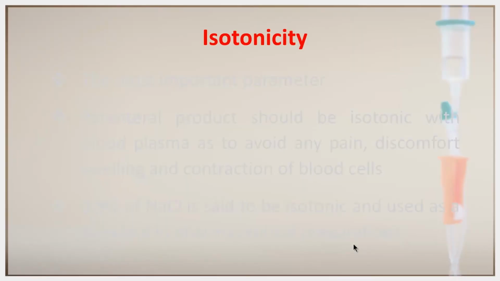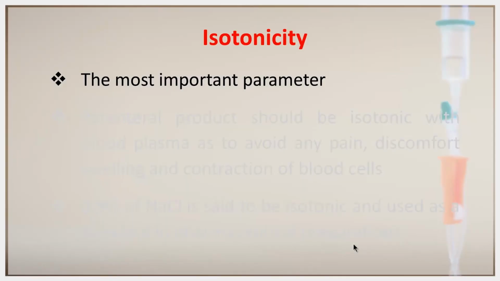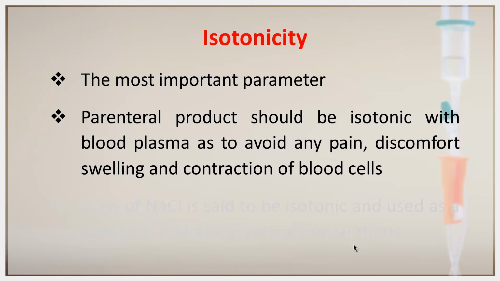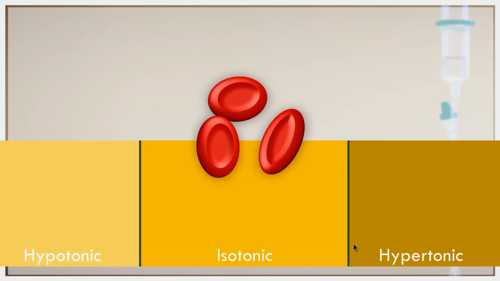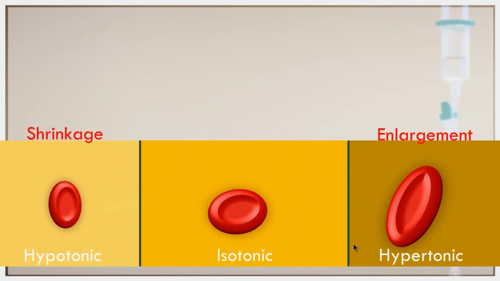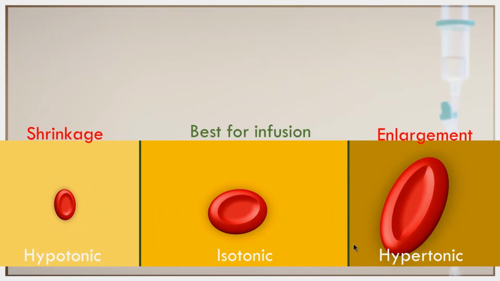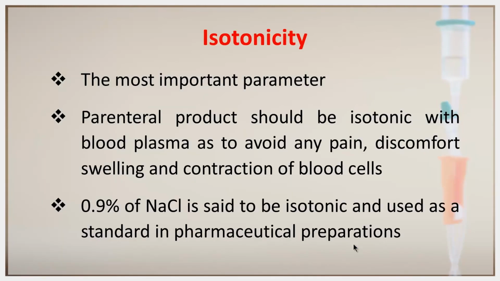Now, moving to isotonicity. It is the most important parameter with reference to parenteral dosage form. The parenteral product should be isotonic with blood plasma so as to avoid any pain and discomfort or any kind of swelling and contraction of blood cells. 0.9% NaCl is said to be isotonic, and it is used as a standard for pharmaceutical preparations.